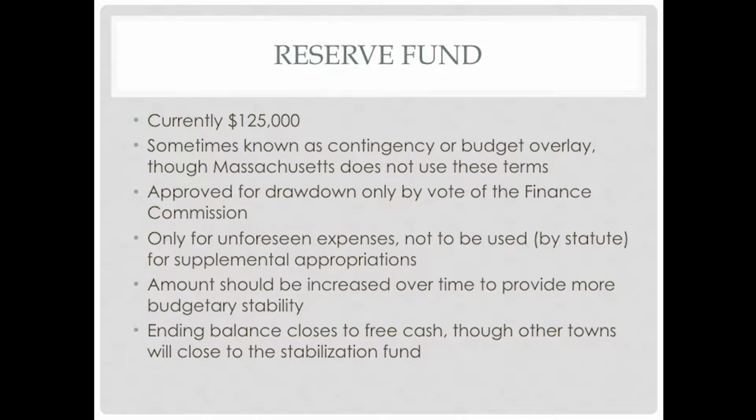So a pipe breaks at Town Hall, we need $12,000 to fix it. The Town Hall plumbing budget is probably only $1,000 or $2,000, so that's what you go to the reserve fund for, something like that. Unforeseen expenses, unanticipated expenses. This year we chose to take money for the June 3rd election out of the free cash fund as opposed to the reserve fund. You could go either way.